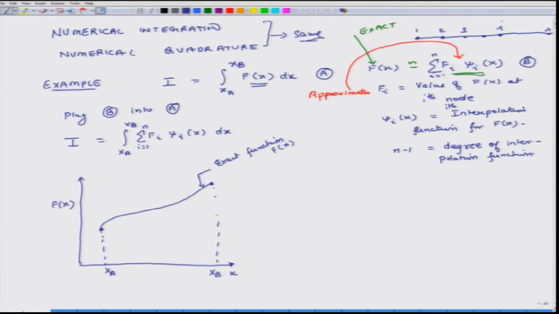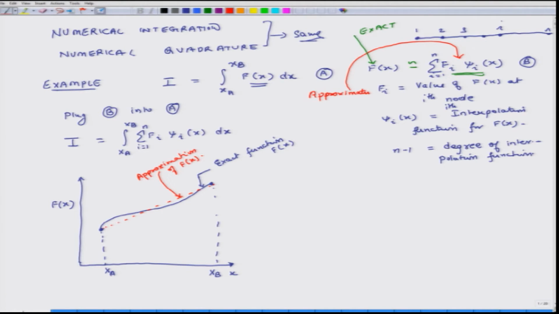So, I have to make some guesses. The first guess I can make is that the function varies linearly over the domain. So, this is the approximation of f of x.